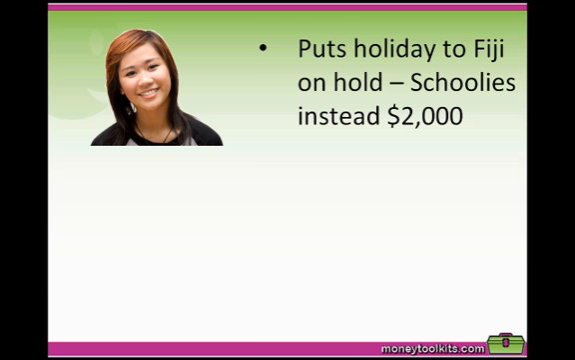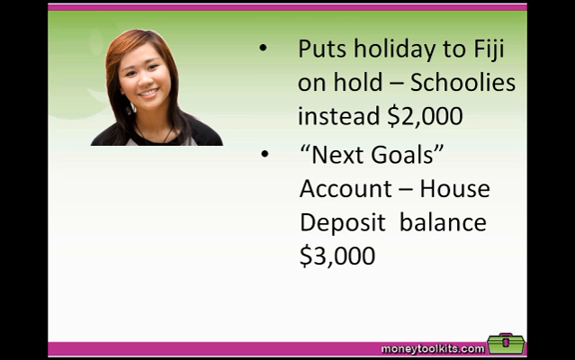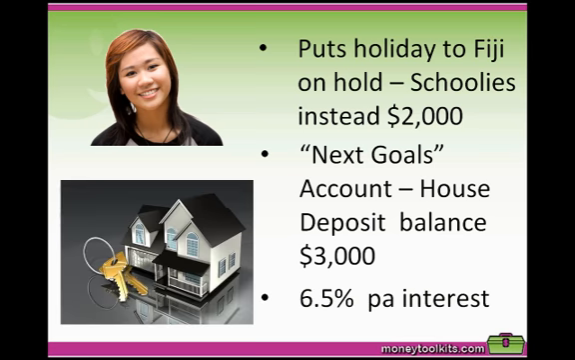This will only cost her $2,000 for the week, and so she wants to look at setting up a new Next Goals account, which she's going to title House Deposit, where she'll put her remaining $3,000 from her $5,000 savings into this account, because she wants to save for a house deposit to buy a house when she's 25 years old. Also, the investment that Grace is deciding to put the money into is going to give her a 6.5% interest rate per year.